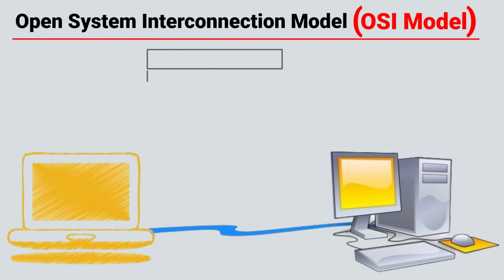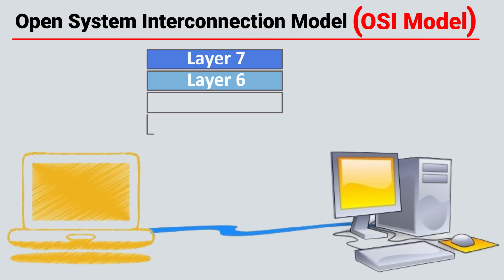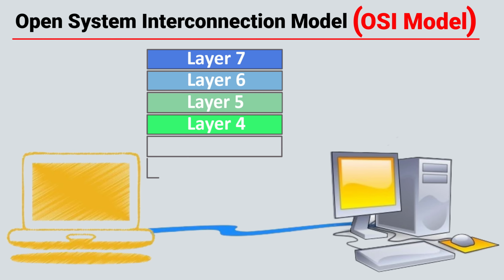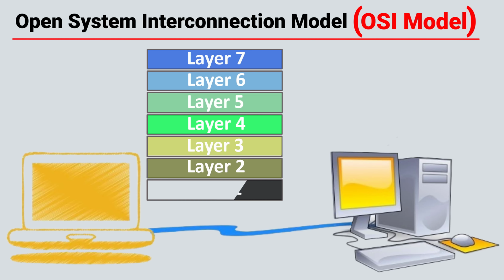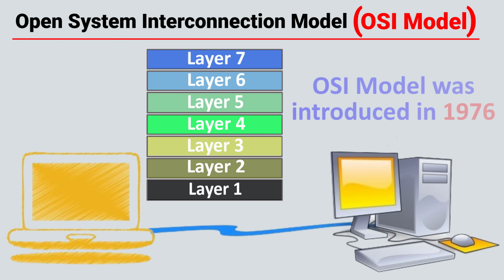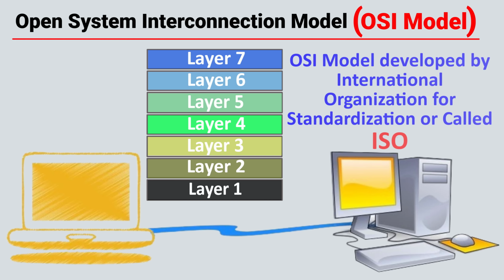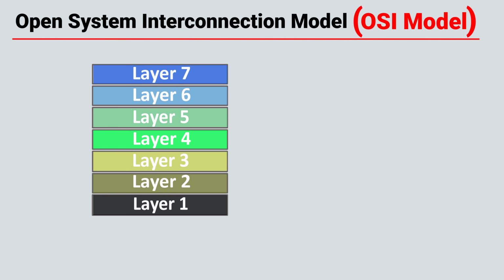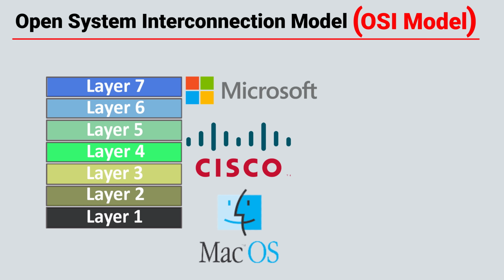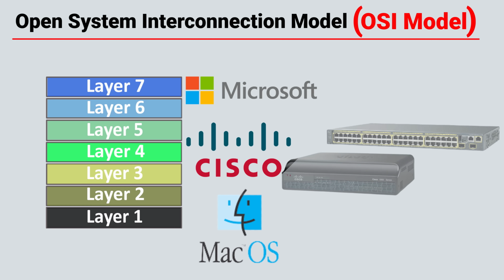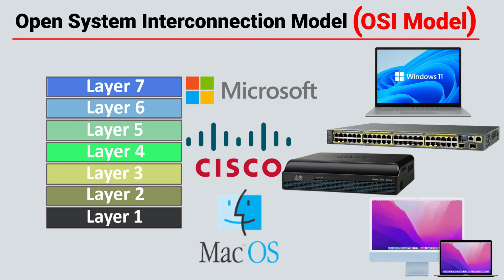To solve this issue and for successful communication between two computers or networks, Open System Interconnection Model or OSI model was introduced in 1976. The OSI model was developed by the International Organization for Standardization, or simply called ISO. The purpose of OSI reference model is to guide technology vendors and developers so their hardware and software can interoperate and define the common framework.